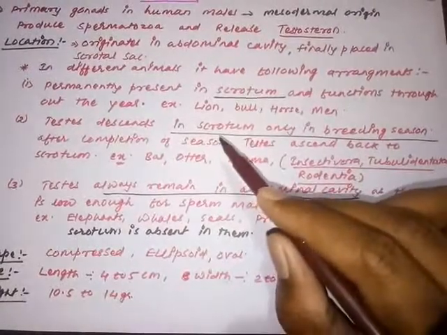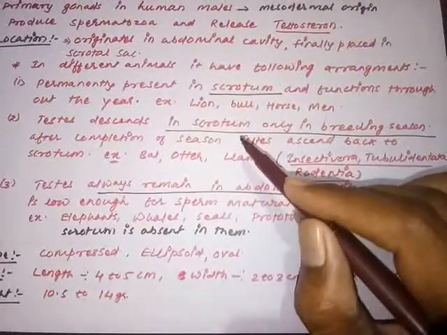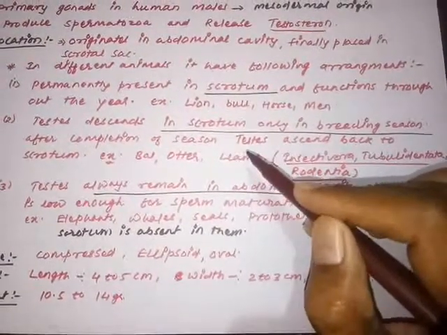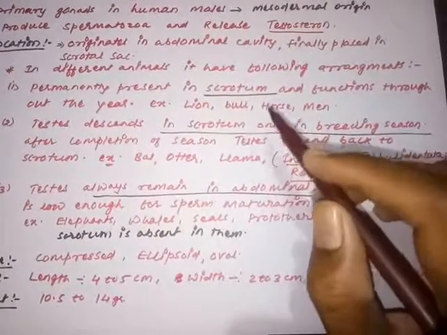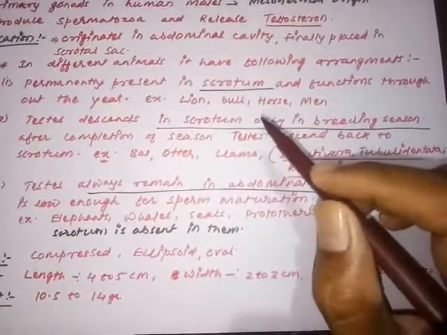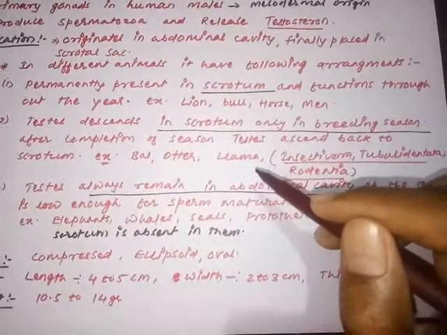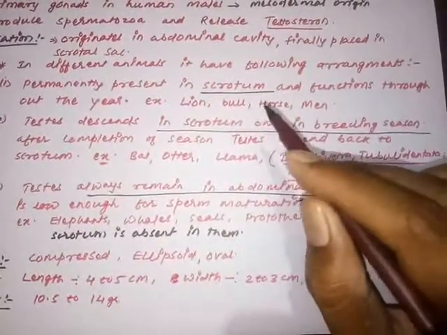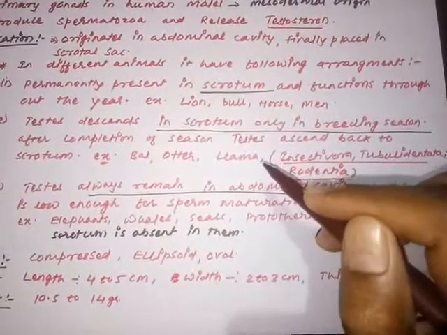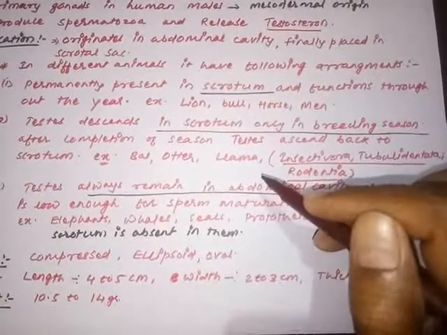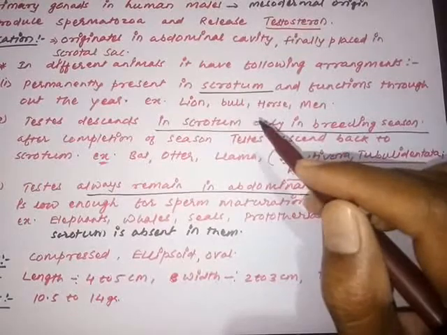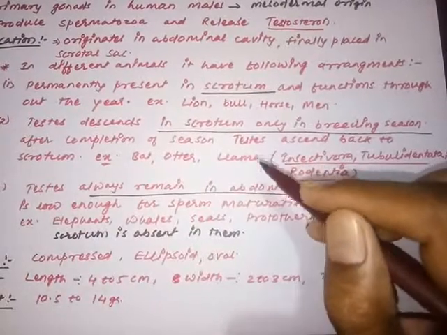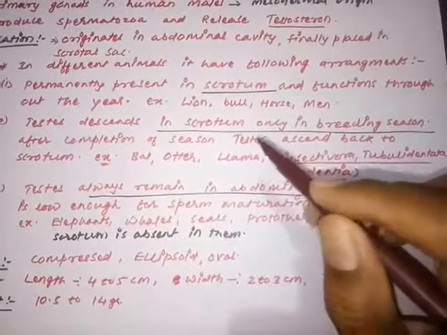The next type of arrangement: the testis may remain in the abdominal cavity, but it descends into the scrotal sac during the particular time of gamete maturation. Are you getting my point? In the first situation, the testis permanently remains in the scrotal sac, and in the second situation, the testis may live in the abdominal cavity, but at the time of maturation of the gametes, it must descend into the scrotal sac. This means when the reproductive period of the animal begins, the testis descends into the scrotal sac. Rest of the time it remains in the abdominal cavity.